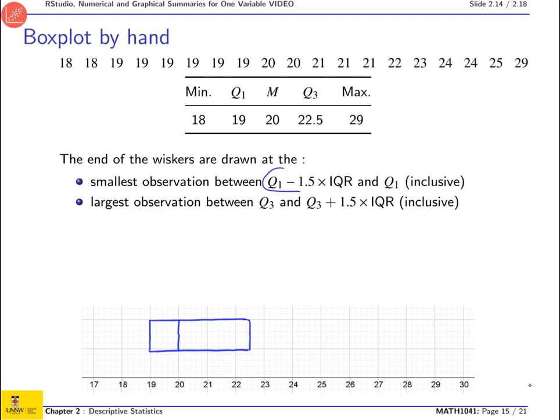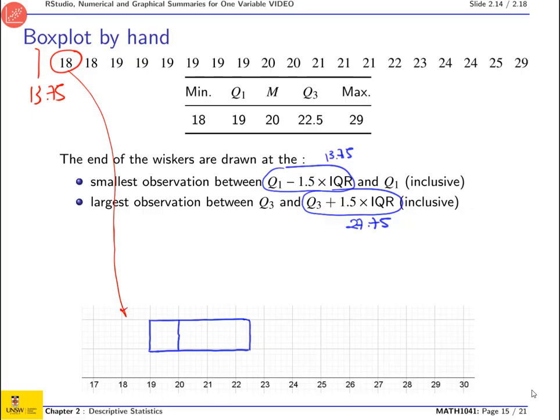So we calculated these numbers earlier. This is 13.75, and this one is 27.75. The end of the lower whisker will be the smallest observation between 13.75 and 19. So 13.75 would be somewhere there. So the smallest observation right above that is 18. So this is how we get this whisker.